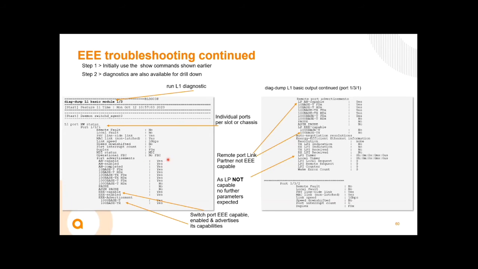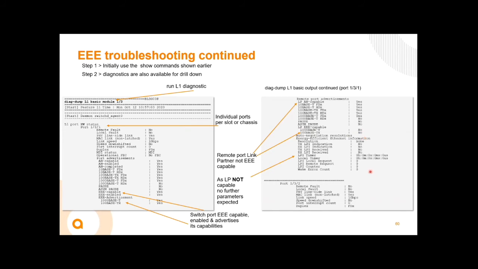There's usually a gap, and we've got an EEE section which says, yep, I'm capable, I've enabled, and these are what I'm going to send to my link partner. If I look across, this is a continuation. These are the remote port advertisements. Go down a bit further, and these are the link partner. I mentioned this LP, the link partner. Has it got these parameters? Actually, it hasn't. It's not capable. So we don't get any information here.